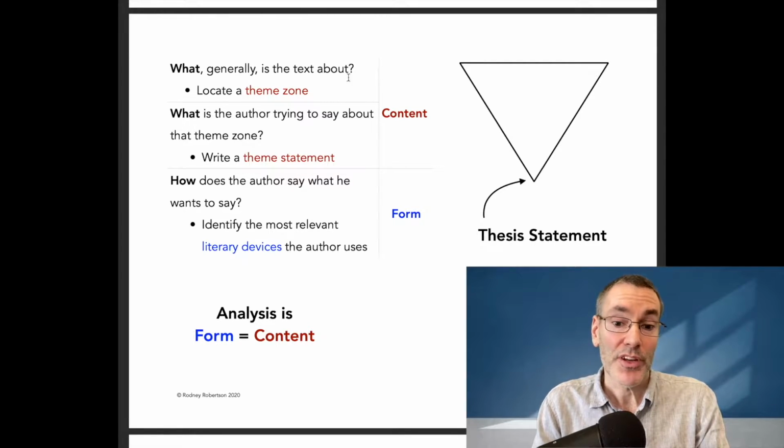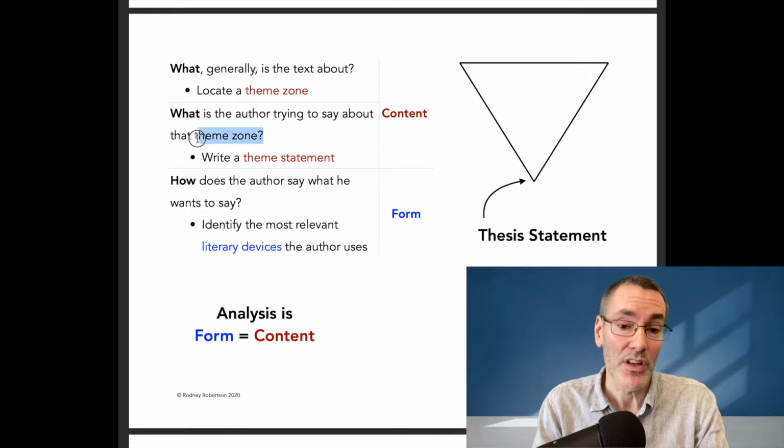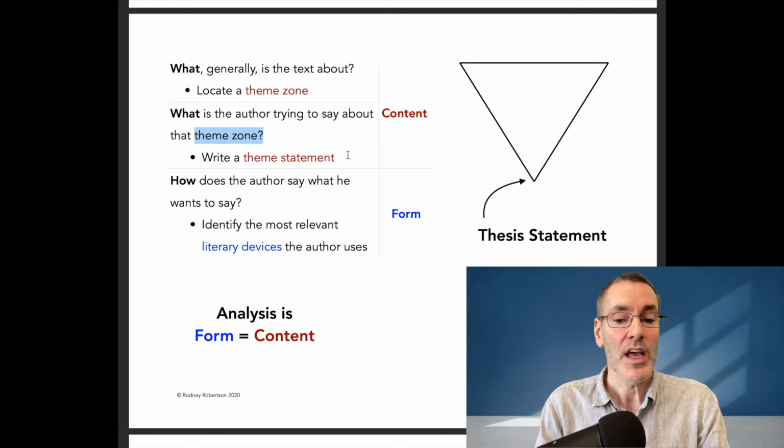One is, what generally is the text about? And then you get your theme zone. So you read the text and it's about many things, and you want to focus on the theme zone of love. You're not finished there, however. Now you have to ask the question, what is the author trying to say about love, about that theme zone? And then you get a theme statement.